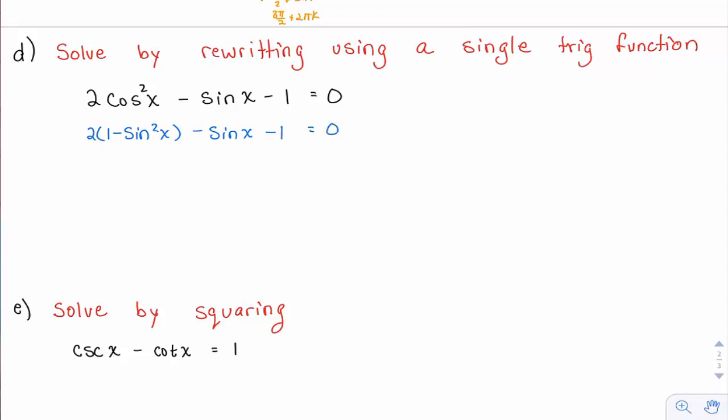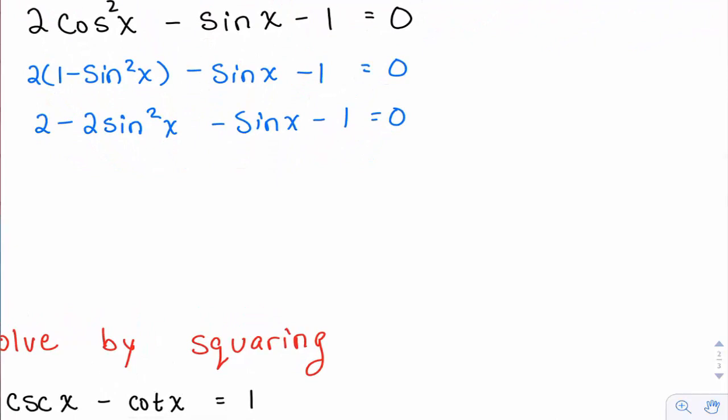minus sine x minus 1 equals 0. So if you do a little bit of combining concepts here, I'm going to go 2 minus 2 sine squared x minus sine x minus 1 equals 0. And again, I'm going to zoom in here so you can see it a little bit better as well. But this is going to be negative 2 sine squared x minus sine x, and then 2 minus 1 is plus 1.